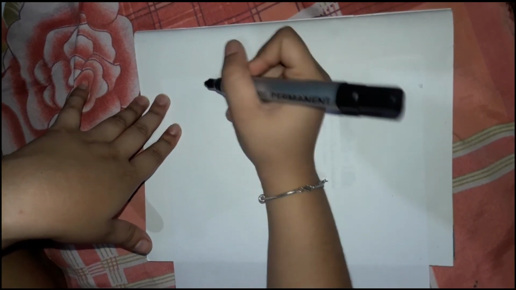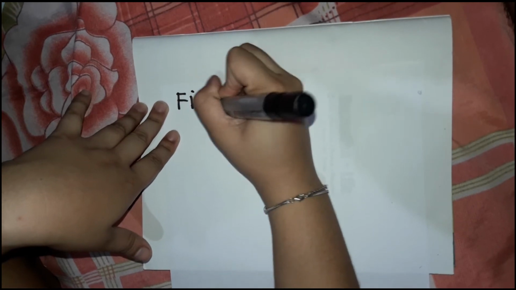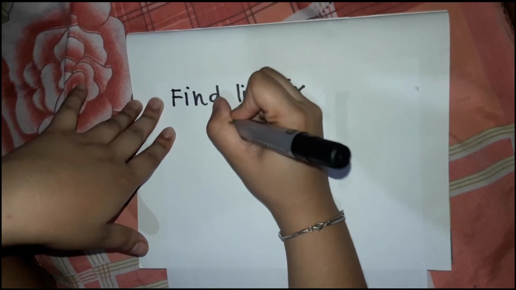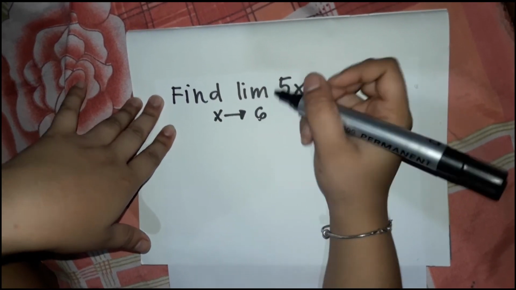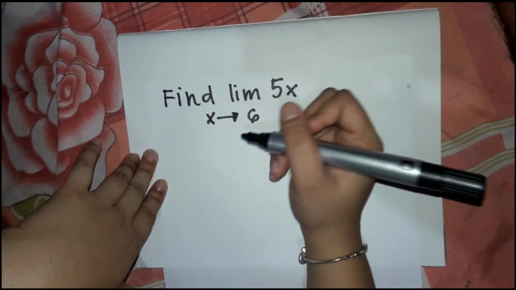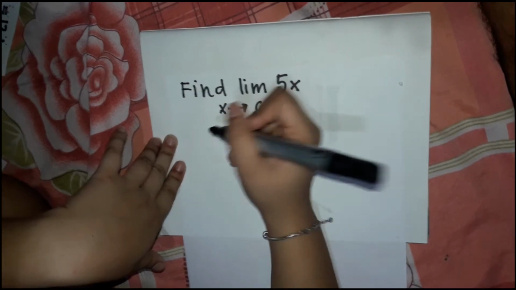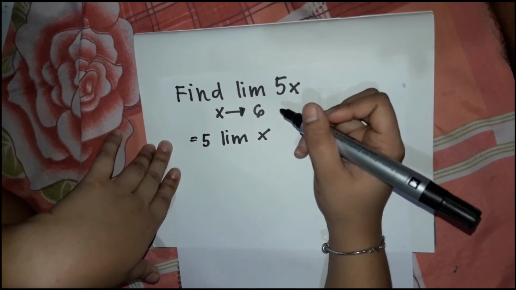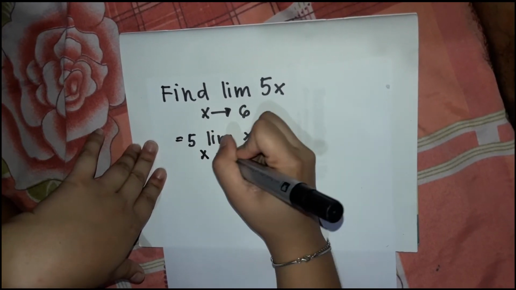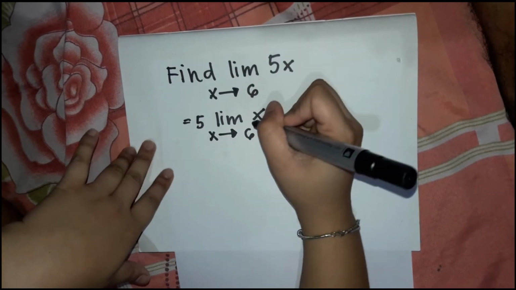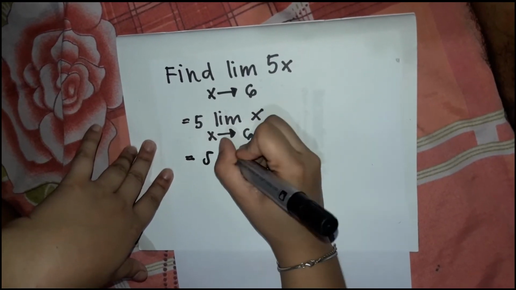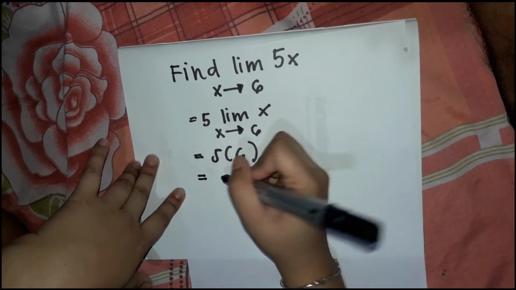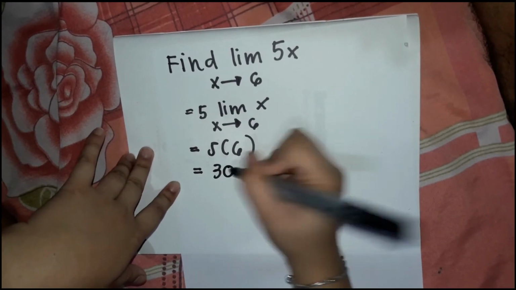Our next example is find the limit of 5x as x approaches 6. We use the limit format to convert it. Now that we have the limit of x, we can substitute it by the value of a, which is 6. Then perform the indicated operations. So the answer is the limit of 5x as x approaches 6 is 30.